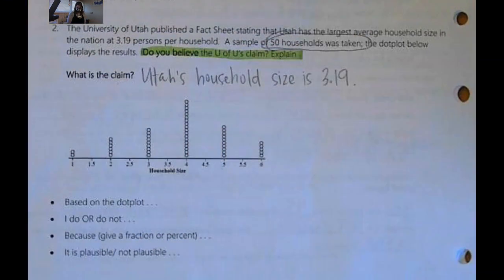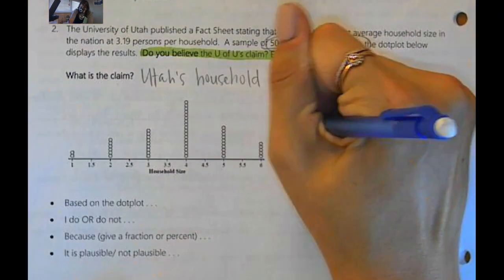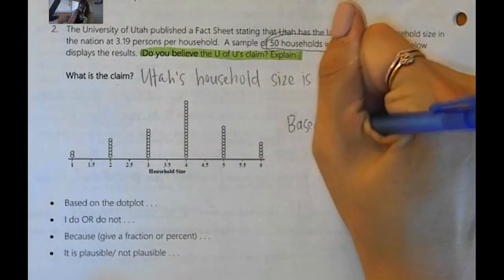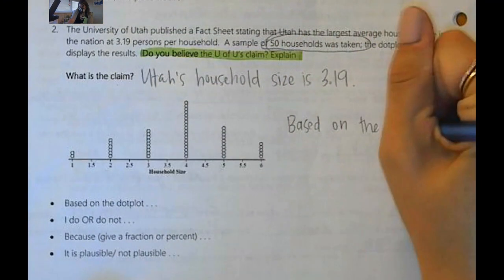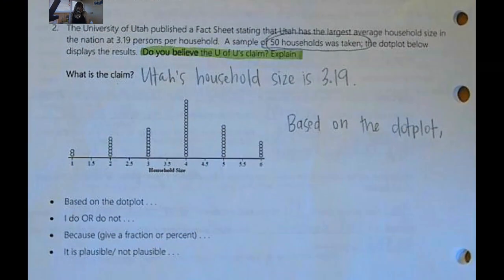Okay, next up, we start with based on the dot plot. The next thing that we do is start with based on the dot plot. So, based on the dot plot, I believe the U of U's claim.